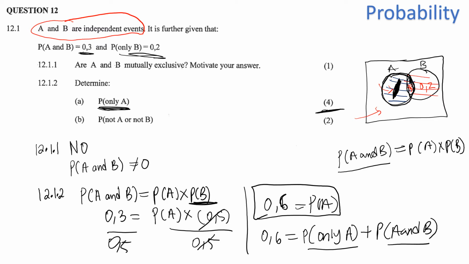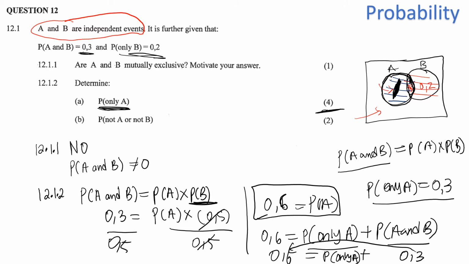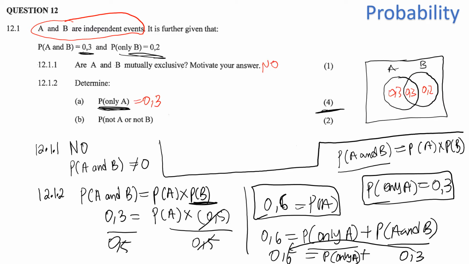So we can just simply replace probability of A and B by 0.3, because we are given that initially, and now go and solve for probability of only A. That's why it had 4 marks. So when you transport 0.3 to the other side, you get that the probability of only A is equals to 0.6 minus 0.3, which will still give us 0.3.